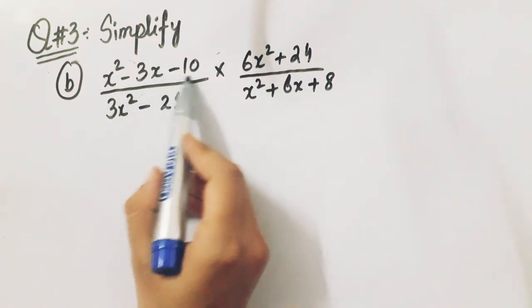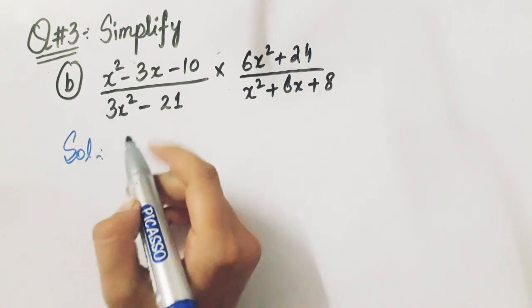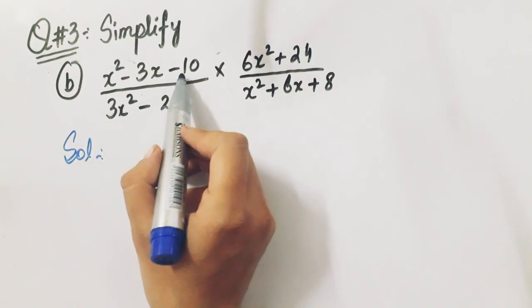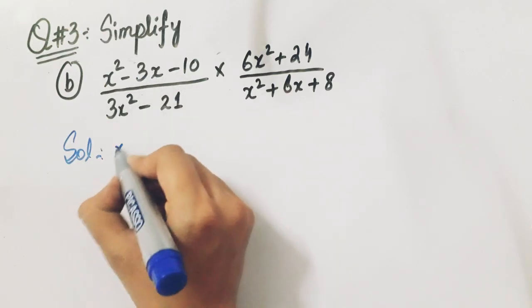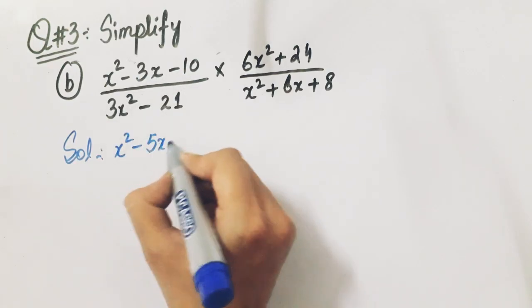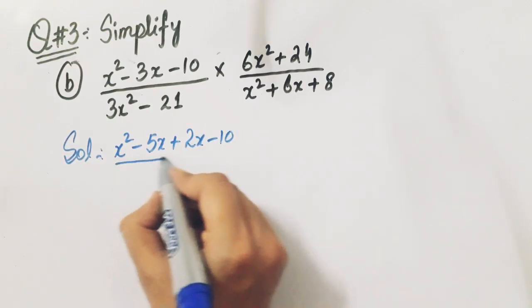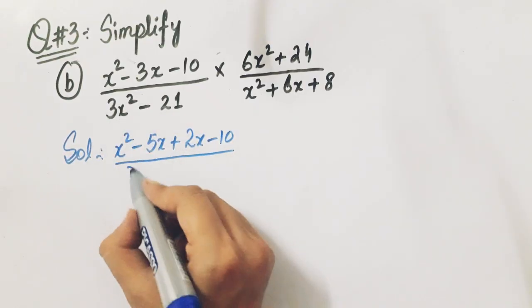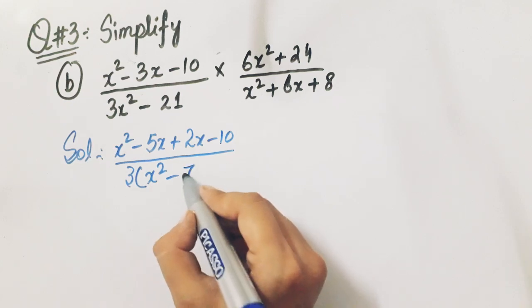x square minus 3x minus 10. Make the factor of this. When they are subtracted gives 3, so 5 and 2: x square minus 5x plus 2x minus 10. And from the denominator you will take 3 as common. So x square minus 7.